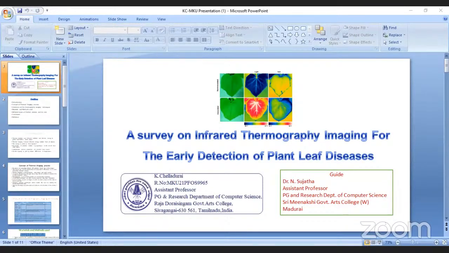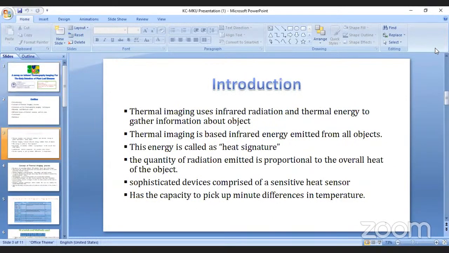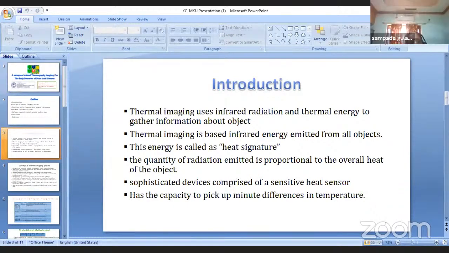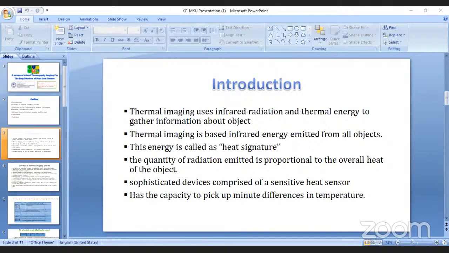Sir, please put your slide on slideshow. It is not moving, only the first slide is visible. Go to share screen, do it again, and then turn on the slideshow, sir. Yeah, ma'am, sorry, ma'am. Ma'am, are we visible? Yes, visible. Move the slide, sir, next slide. Thank you, ma'am. Sorry, ma'am.